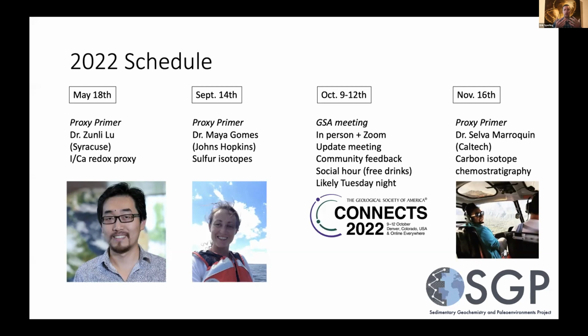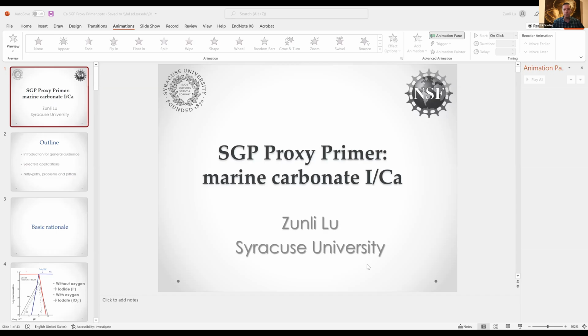And for animals, animals can live in well oxygenated waters. They simply can't live in anoxic waters. And most of the interesting biology actually occurs in between, in kind of the spread of low oxygen or dysoxic waters. And so I think particularly from that perspective, although just kind of more broadly as a really solid carbonate geochemical proxy, iodine calcium is really exciting. And so I'm excited to hear more about it today. So with that, I'm going to stop sharing and have Zunli tell us about the proxy.